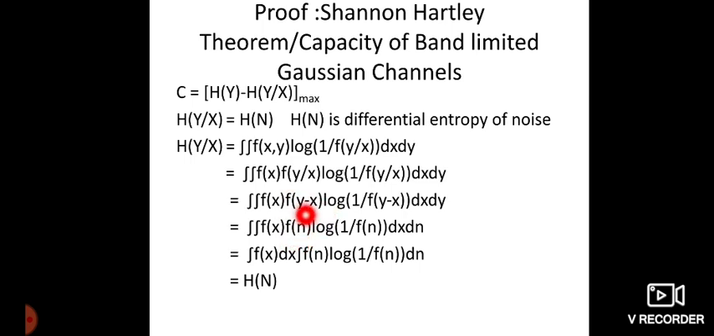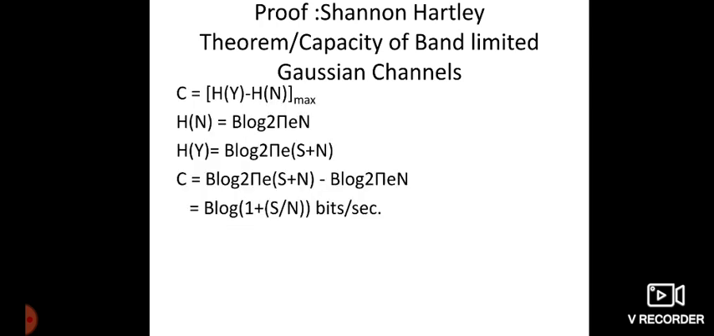Okay, so if that y minus x I replace by n, then the integral of f(x) will be 1, because the area under the PDF curve will be 1. And what is remaining? The integral of f(n) log 1 by f(n) dn. So that is equal to h(n). So now C equals h(y) minus h(n), max. That h(y|x) now I can write as h(n).